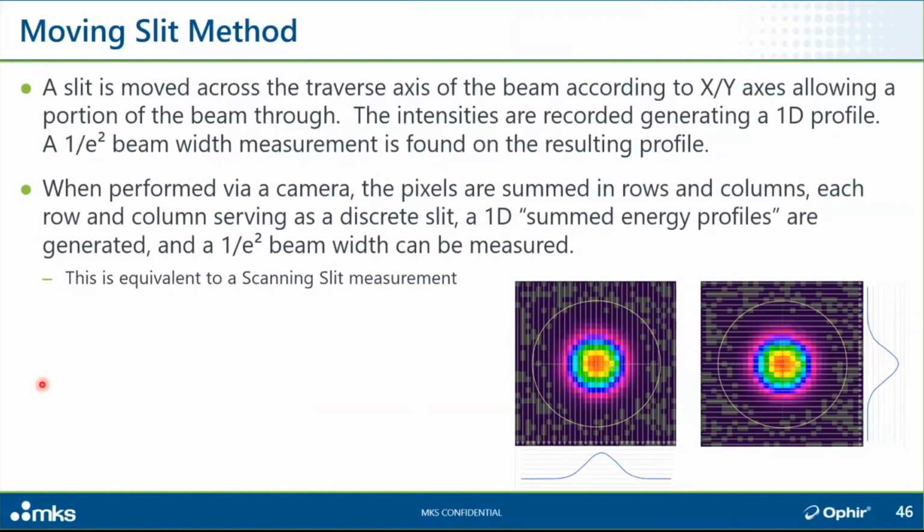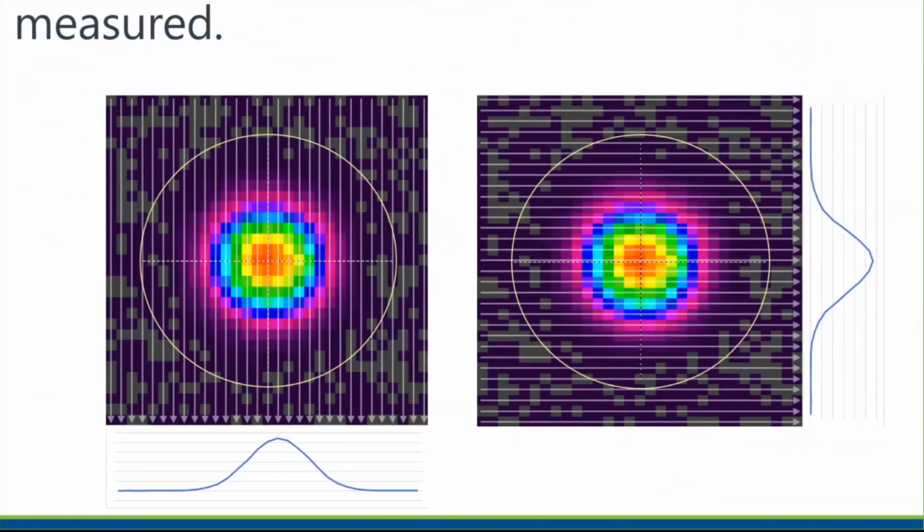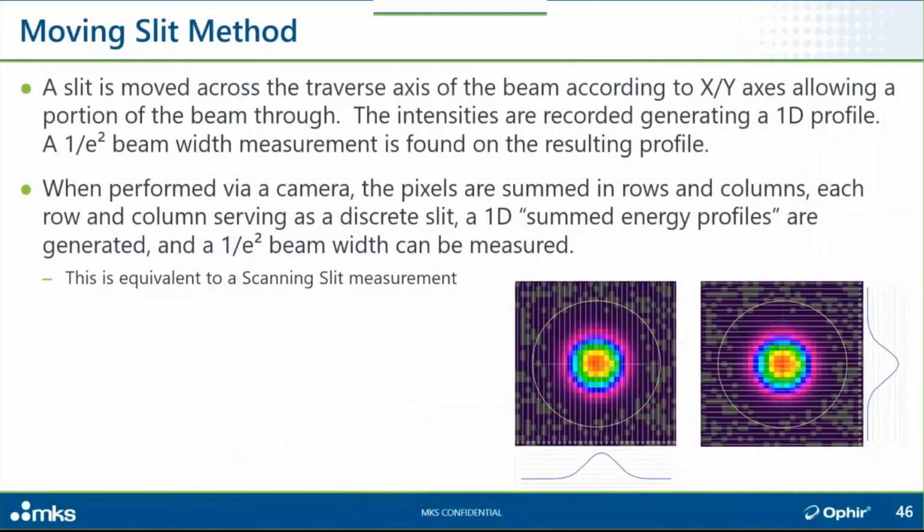So in a moving slit method done on a CCD, you are looking at the rows and columns of data and summing that data. So for this method, the first thing we do is we sum all of the intensities for every column, record those sums, and then do the same thing for every row. We end up with two one-dimensional data sets. Based on those one-dimensional data sets, then we can do a 1/e² percent of peak beam width measurement.